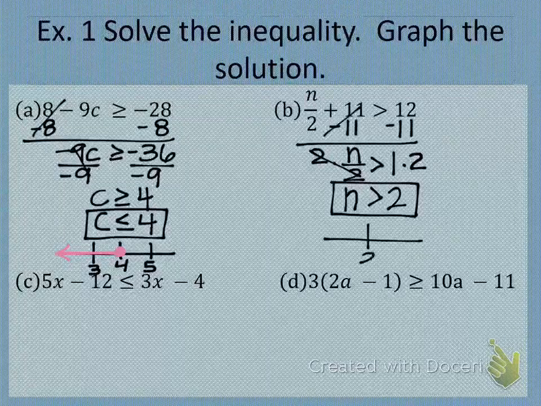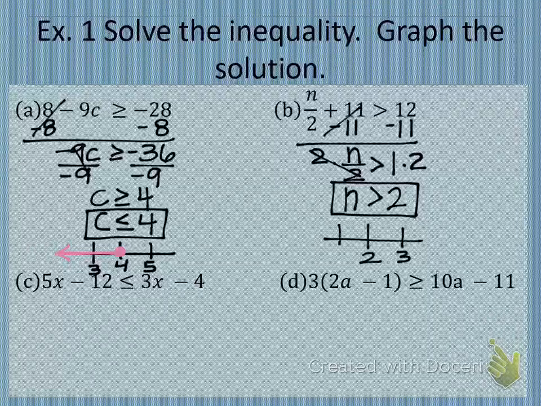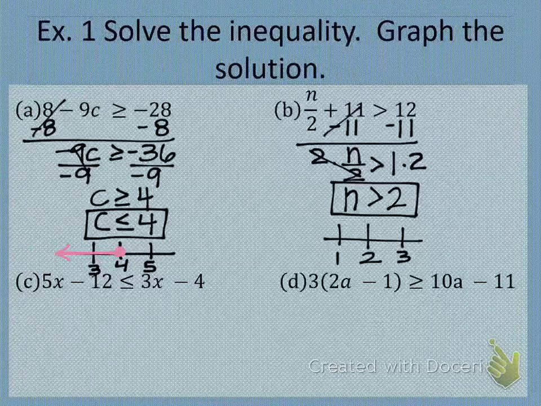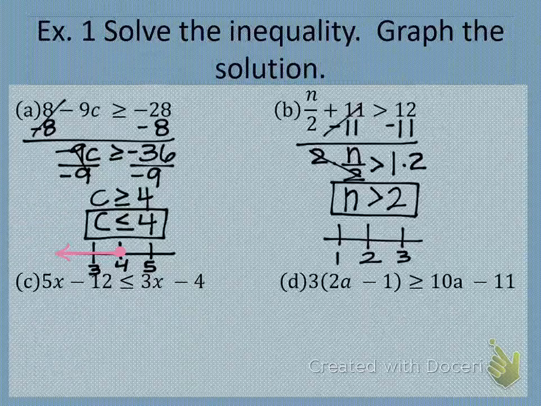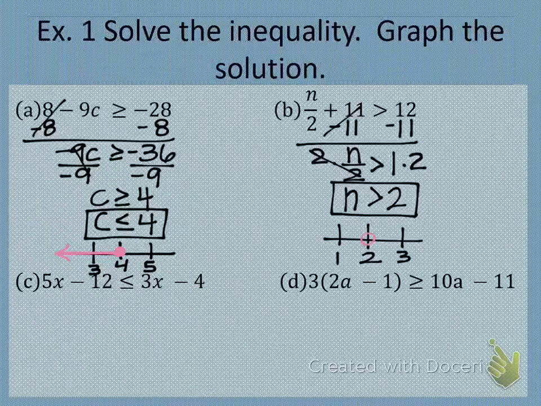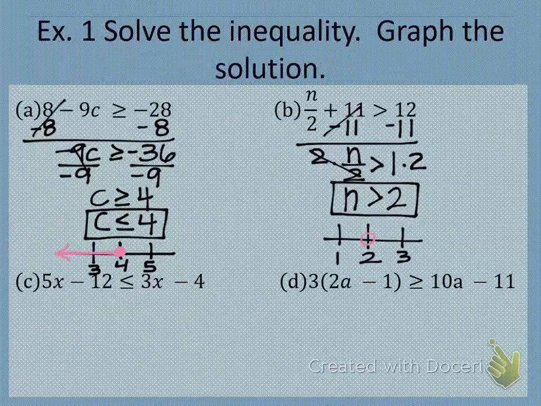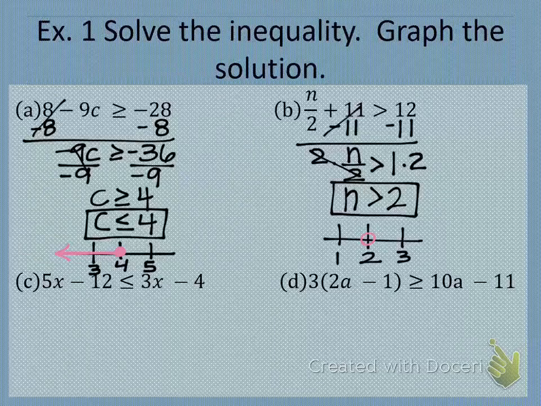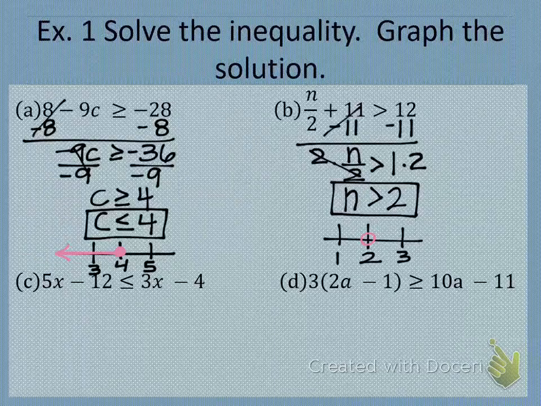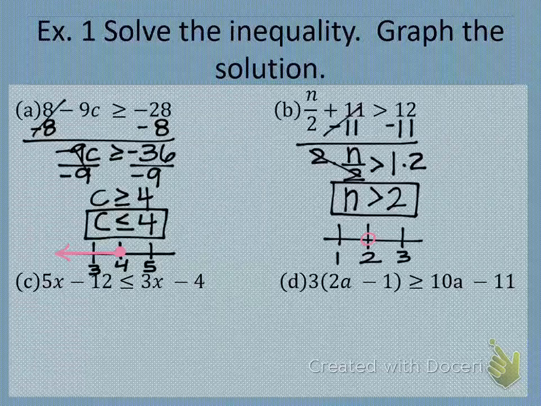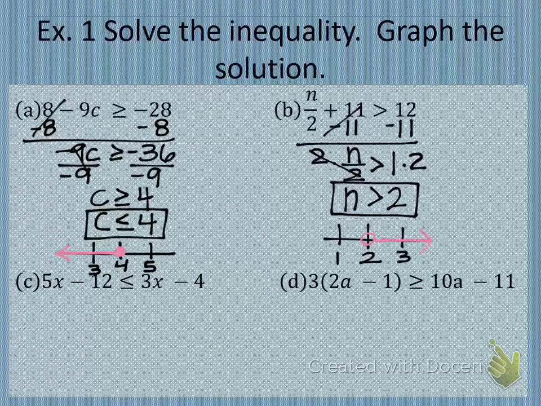All right, in the center, we got a 2. To the right, a 3. To the left, a 1. Yasmin, will my circle be open or closed? Open. On what number? 2. Open on 2. And why open? Because it's just greater than. All right, and then my arrow's going in what direction? To the right. Awesome job.